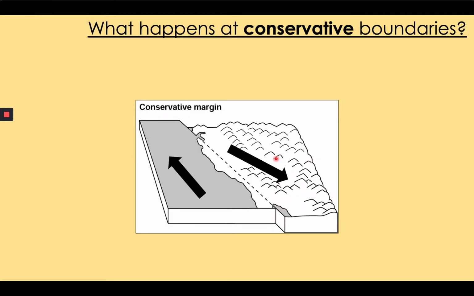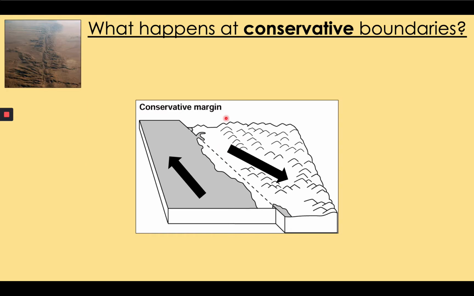What about conservative plate boundaries? At these plate boundaries, plates aren't moving away or towards each other, they are in fact sliding past each other like this. This is the San Andreas Fault in California, in the west coast of the United States of America, and it shows the plates crumpling as they slide past each other.